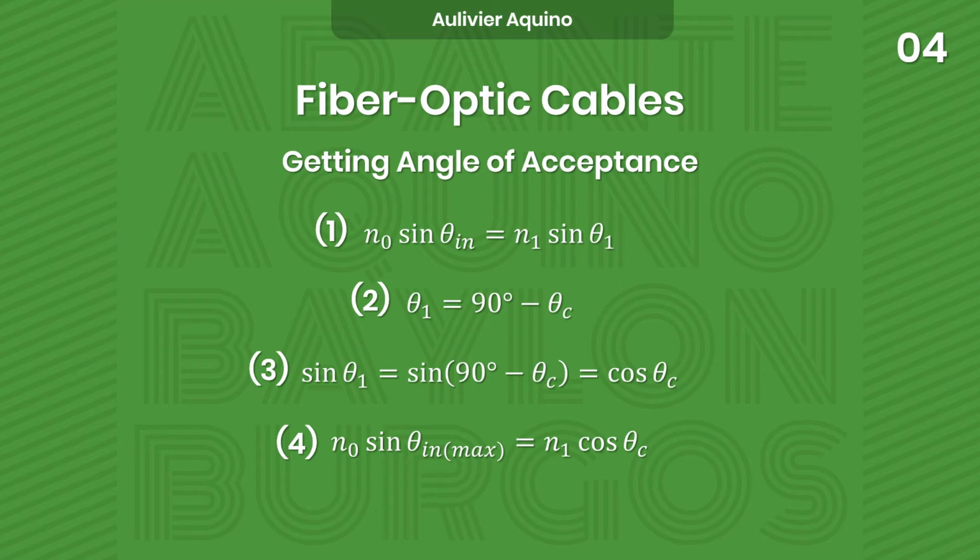Theta in became theta in max in equation 4 because this is the maximum angle that a light ray can enter the fiber optic cable. Upon entering and getting refracted, it will strike the core and cladding interface at the critical angle. Below theta in max, the light ray will strike the core and cladding interface at more than the critical angle, and total internal reflection will occur. If theta in is greater than theta in max, the light ray will strike the core cladding interface at an angle less than the critical angle, and total internal reflection will not occur, and the light will get refracted.